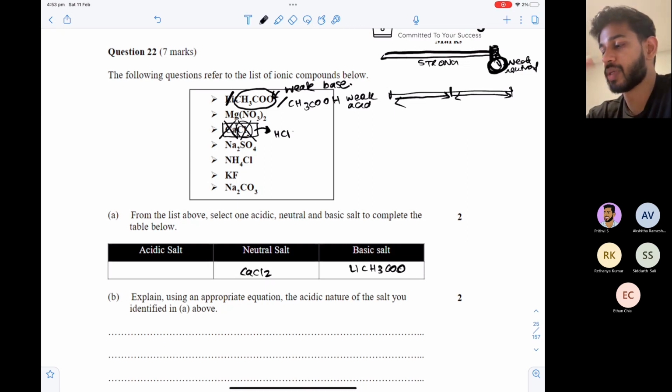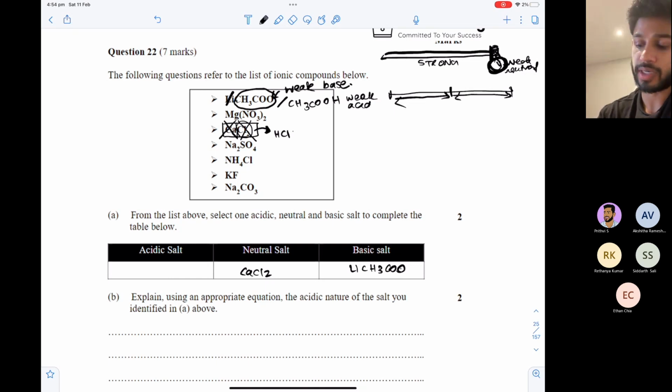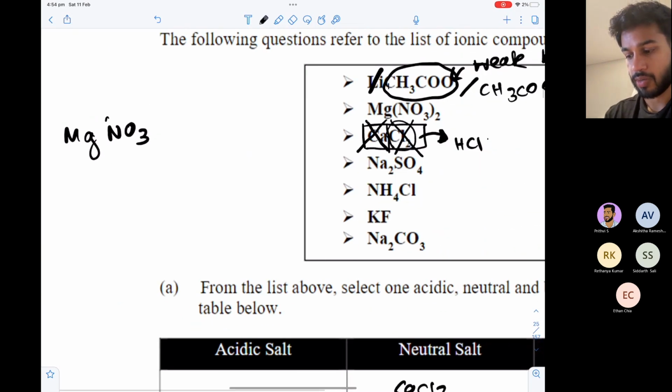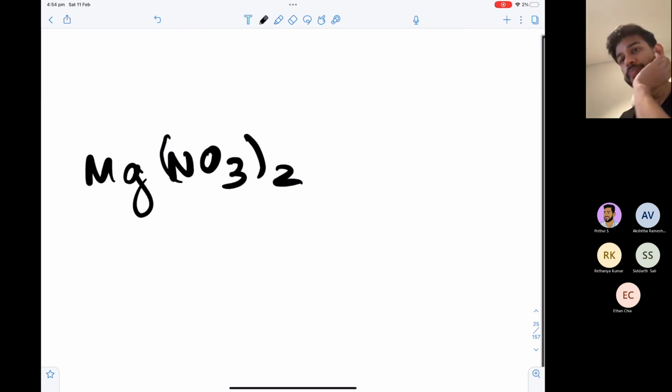Going back to Ruthania, pick an acidic salt, Ruthania. MgNO3. Okay, Ruthania, break it down for me. What are the steps in determining? I don't think that's acidic. I'll show you why, but you can explain it to yourself pretty much. What do we do to determine the pH of a salt, Ruthania? What are the steps?